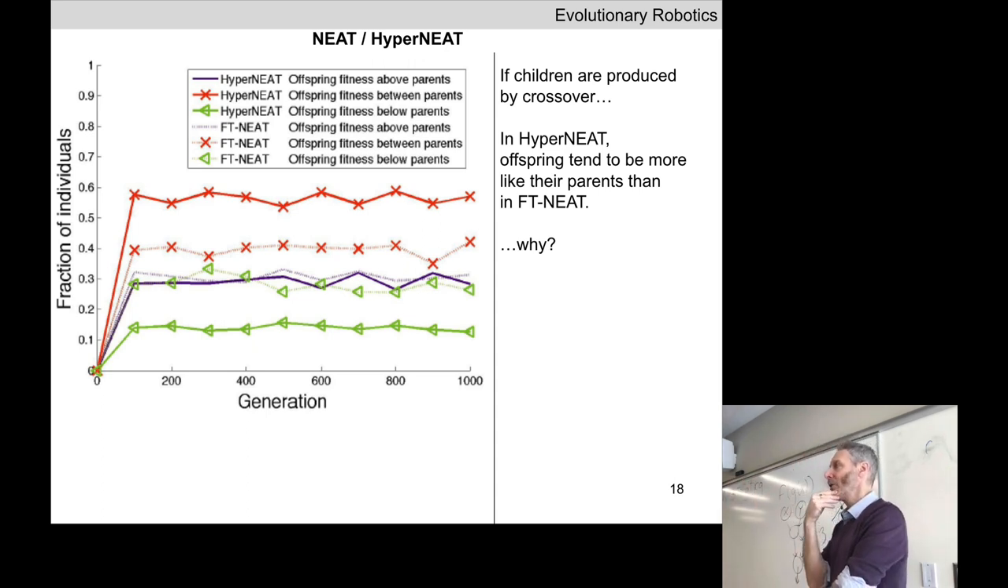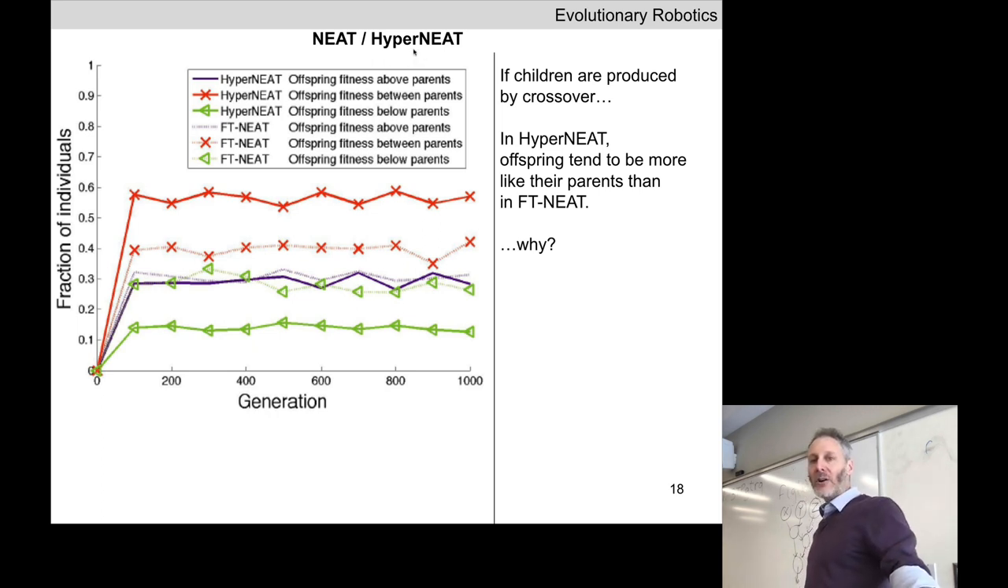We can ask the following question. If we have the fitness for the two parents and the child, is the child's fitness lower than both parents, shown in this picture by the green curves? Is the fitness of the child better than both parents? That's the curve shown in purple here. Or is the fitness of the child between the fitness of the two parents? One parent is less fit than the child, the other parent is more fit than that child.